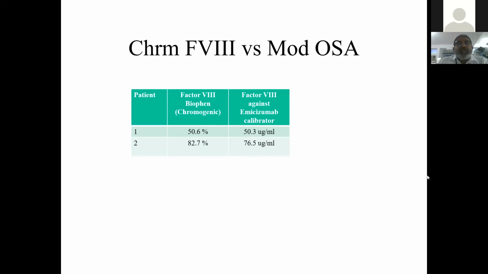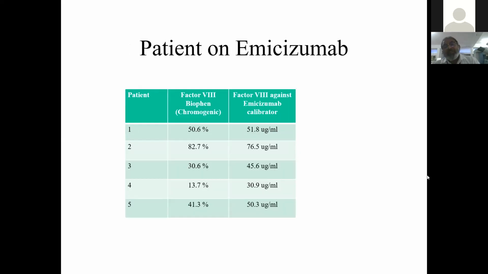The factor eight-like activity, we always call it emicizumab factor 8-like activity, while the other modified one-stage assay is emicizumab level, but it's not a percentage. It's not mentioned as a percentage because the value assigned for the calibrator is micrograms per ml. We can only use the value that is mentioned in the calibrator.